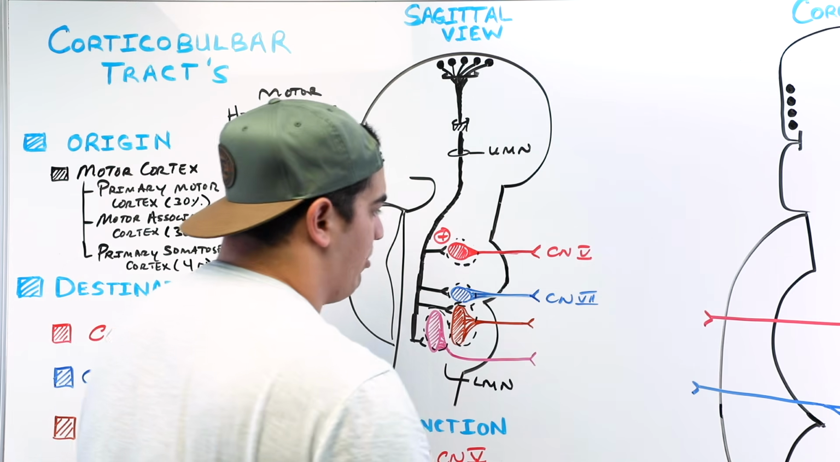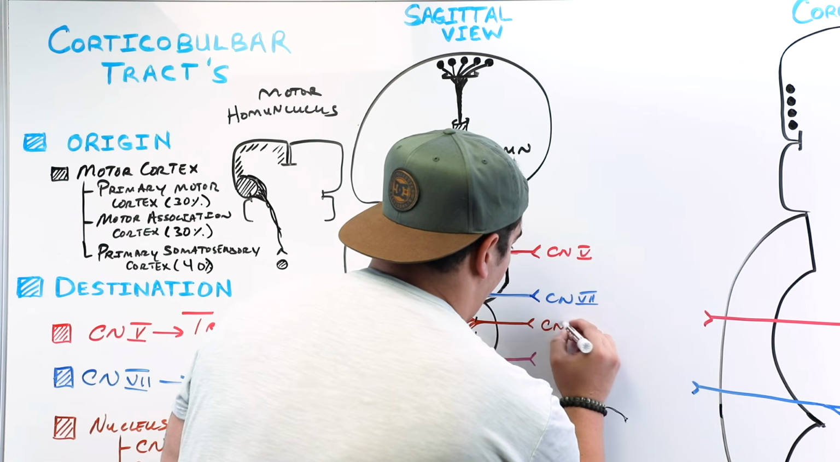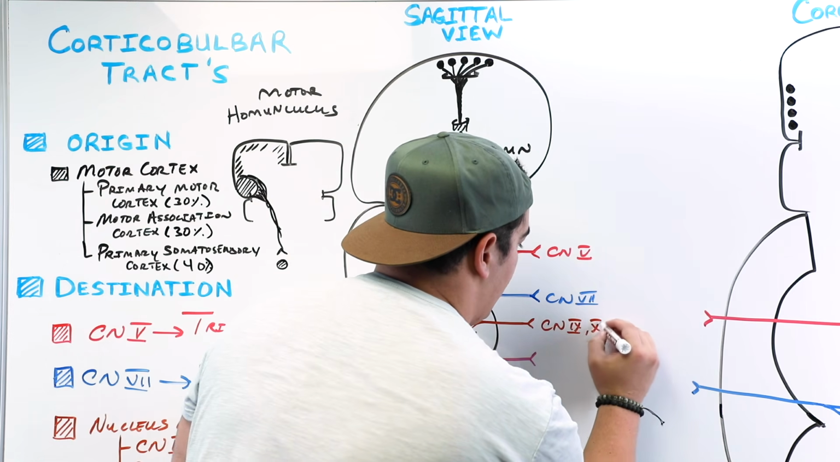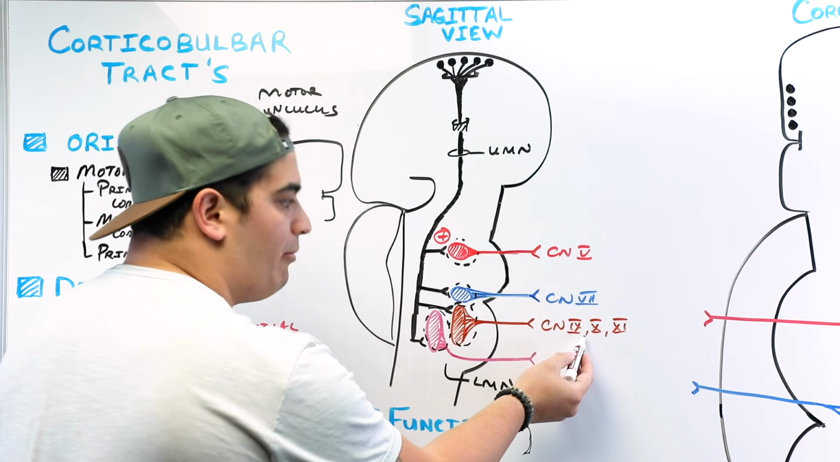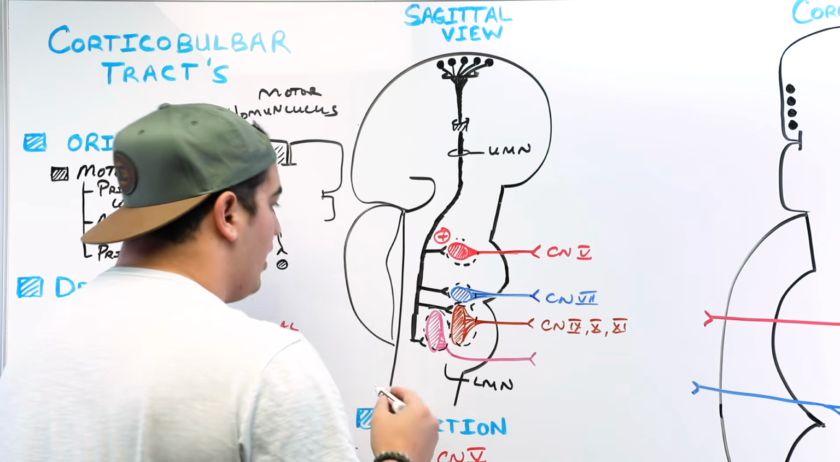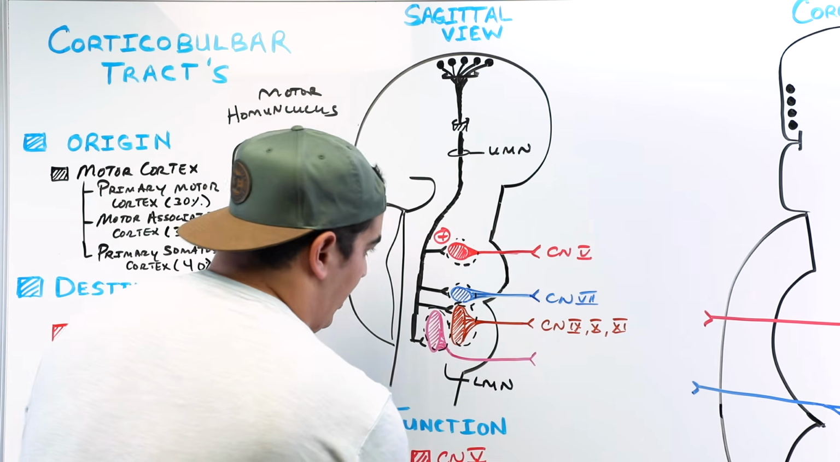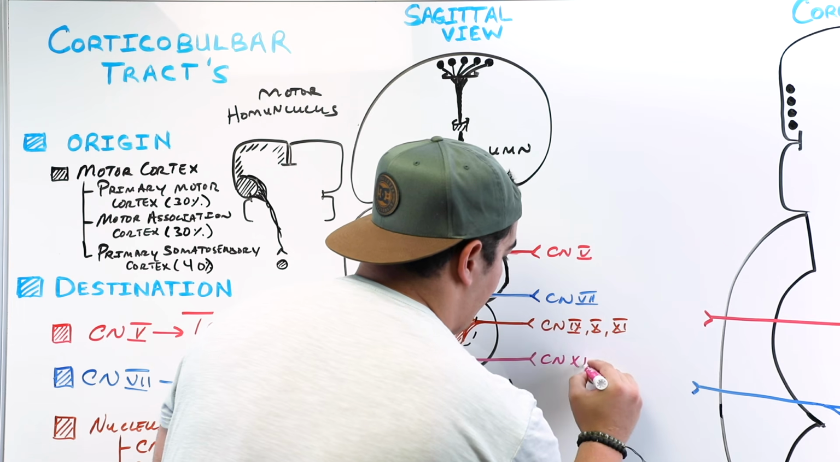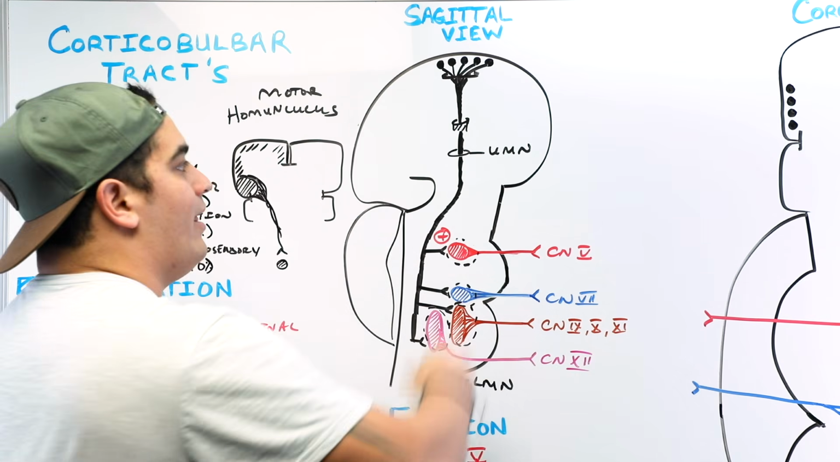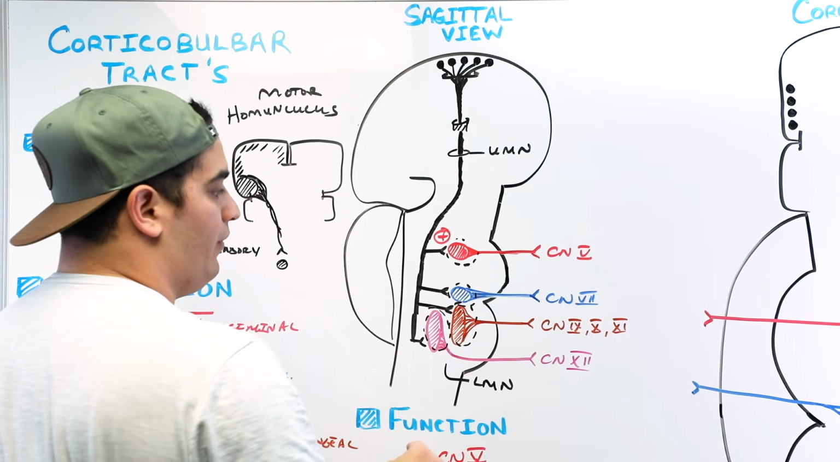What's the nucleus ambiguus a part of? That's a part of cranial nerves 9, 10, and 11. Cranial part. That's going to go to the muscles of the soft palate, uvula, pharynx, and larynx. Then the last one here is going to be the hypoglossal. It's going to stimulate that, and that's going to come out via this nerve to go and supply the muscles of the tongue. That's that pathway in a sagittal view.